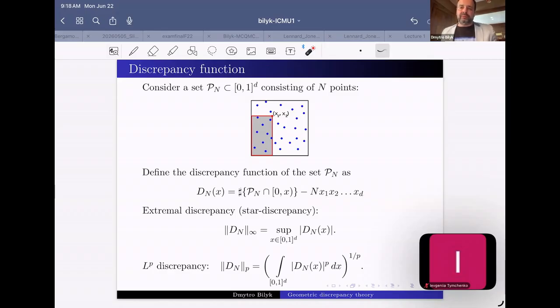You can also look at other norms, LP norms of this function, and they give you different information about equidistribution, about how well distributed the points are. Also, sometimes dealing with LP norms is easier, in particular with L2 norms. This is something that we will see very soon in just a few minutes. We know that there are lots of methods for dealing with the L2 norm. It's easier to compute the L2 norm than to find the maximum discrepancy.